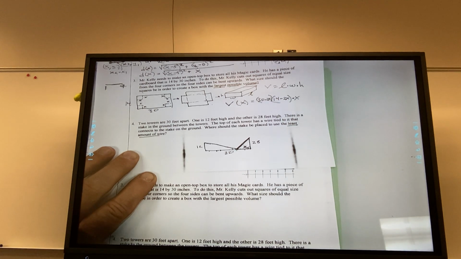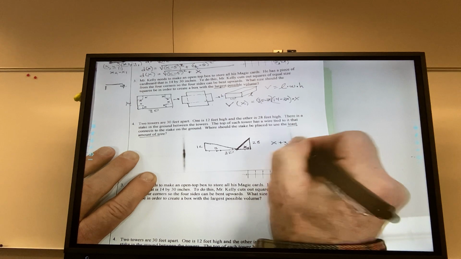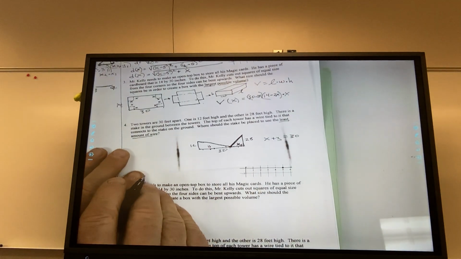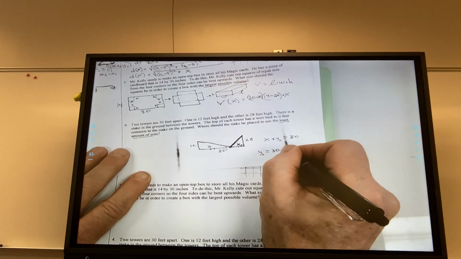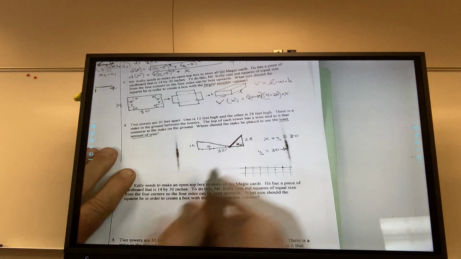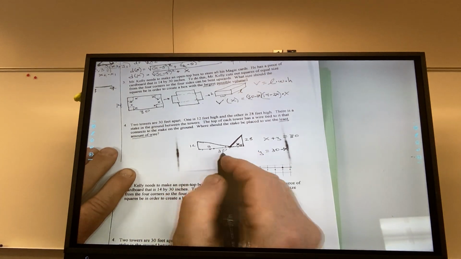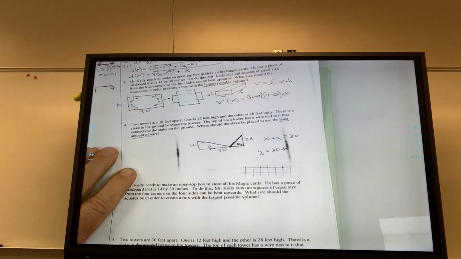Do you know what it is, Ariana? If this is X, what does this side have to be? It could be Y. So X plus Y equals 30. Is that what you're telling me? And Y equals 30 minus X. Pete, would you agree with that? Okay. So X plus Y equals 30, and that would mean Y equals 30 minus X. Everybody okay with that?